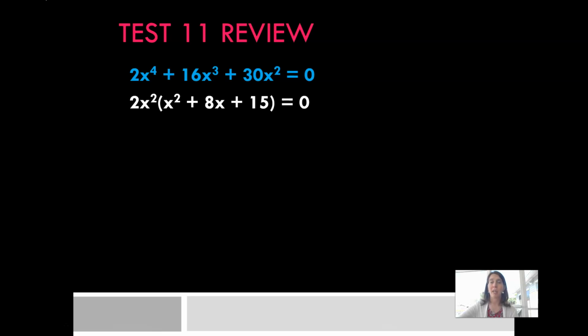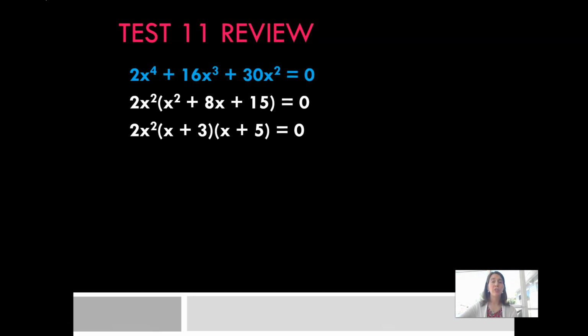What multiplies to give me 15, and I can add those numbers to get an 8? That would be a 3 and a 5. So I have the 2x squared still in the front, and there are my two parentheses, x plus 3 and x plus 5, and that was equal to 0. So the signs are the same inside of the parentheses. That was because of the plus at the end, and they're both positives because of the 8 being positive as well. We have three different factors, so we're going to give three different answers.